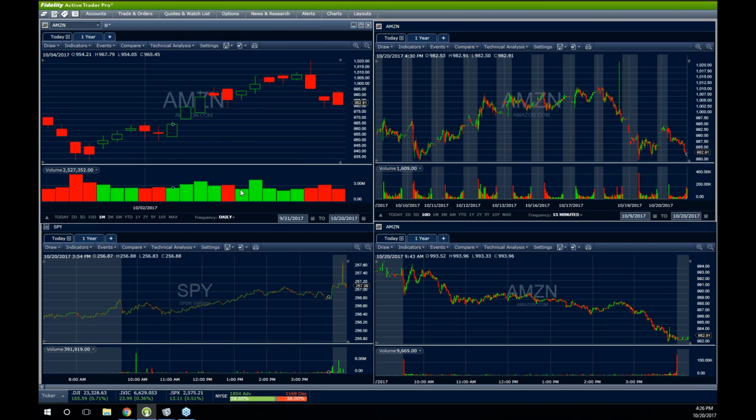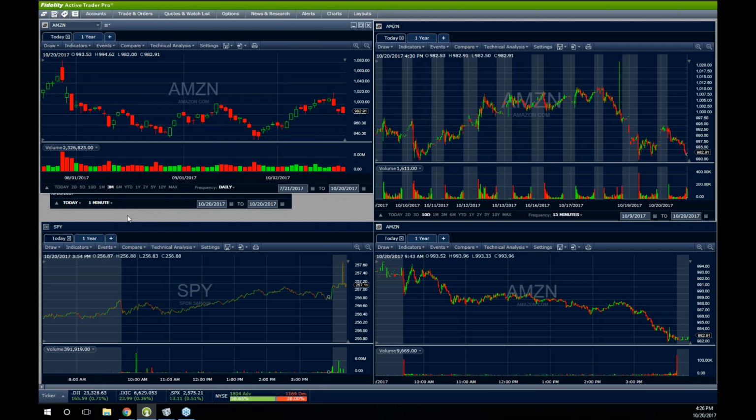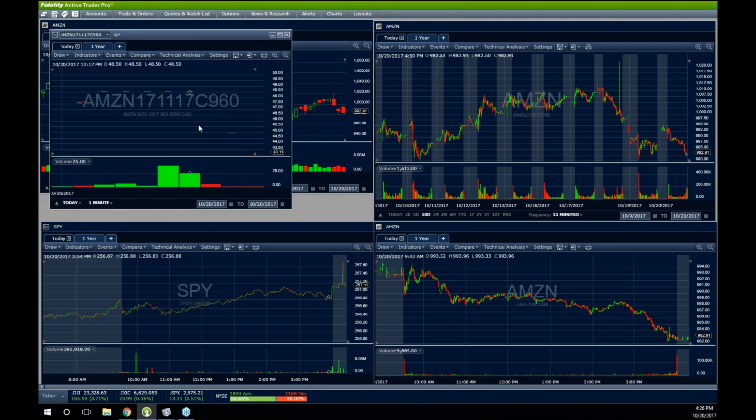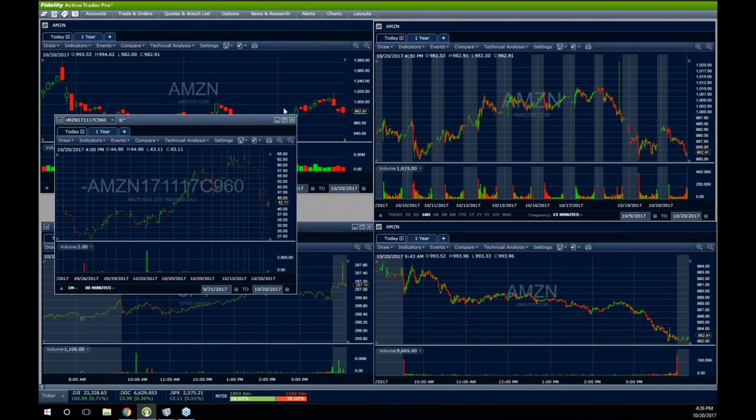Let's see, we got the chart down here. This is a chart of the price action in the 960 call, and here's your buyer right here. This guy buys 3,300 contracts at around $36 per contract. So this was a $9 million order.